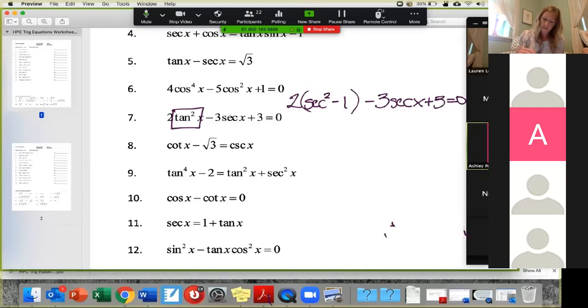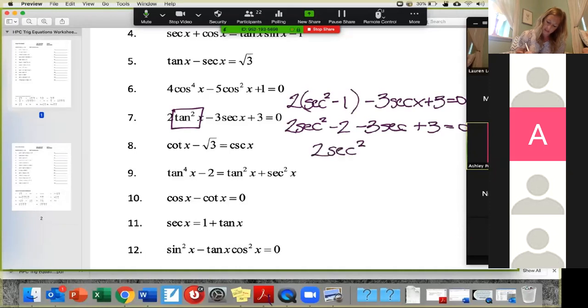This is actually a good one to talk about, because with one replacement, it makes it pretty straightforward here. I get 2 secant squared minus 2 minus 3 secant plus 3. I'd just shift things around here to make it look like a trinomial, and then I would factor just like normal.